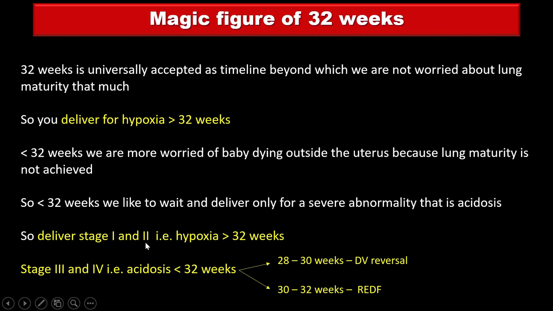So for stage 1 and 2, which is hypoxia, deliver after 32 weeks. For stages 3 and 4, which is acidosis, deliver before 32 weeks. And within this, between 28 and 30 weeks, we would deliver for DV reversal, and between 30 and 32 weeks, we would deliver for reverse flow in the umbilical artery.